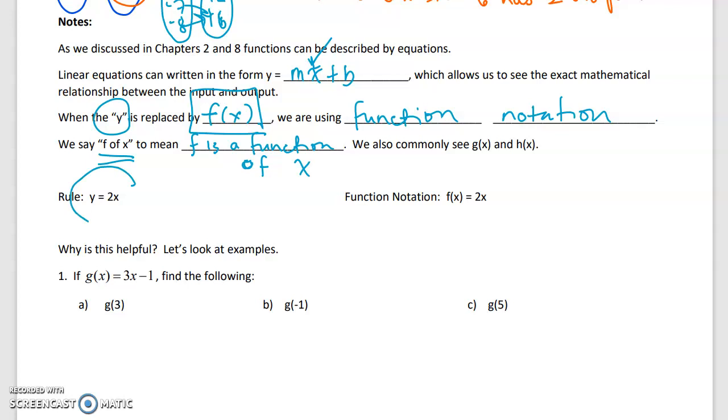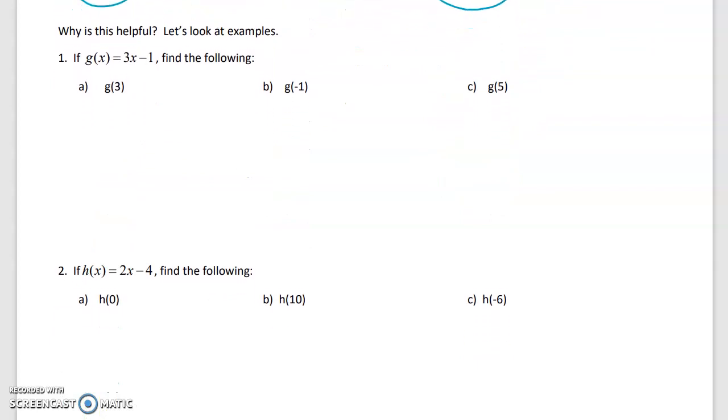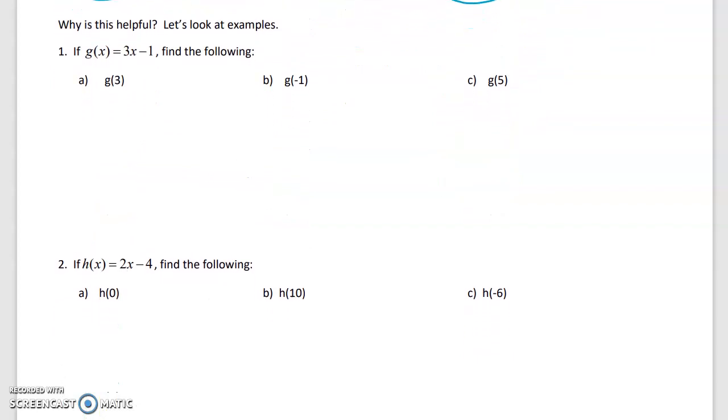So let's pretend our rule was y equals 2x, and all of a sudden now we're just going to replace it with f of x equals 2x. Now you might ask yourself, well, why are we doing that, Mrs. T? What's the point here? Glad you asked. What this does is this allows us to see the input and the output at the same time. Okay, so let me show you how this works, and we'll do a couple together, and then I'm going to have you do some on your own.